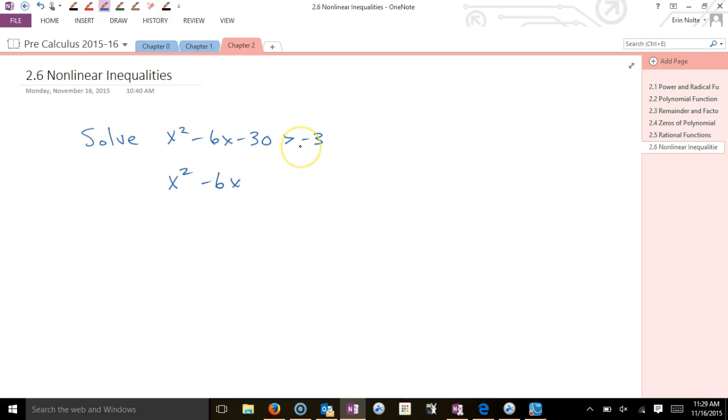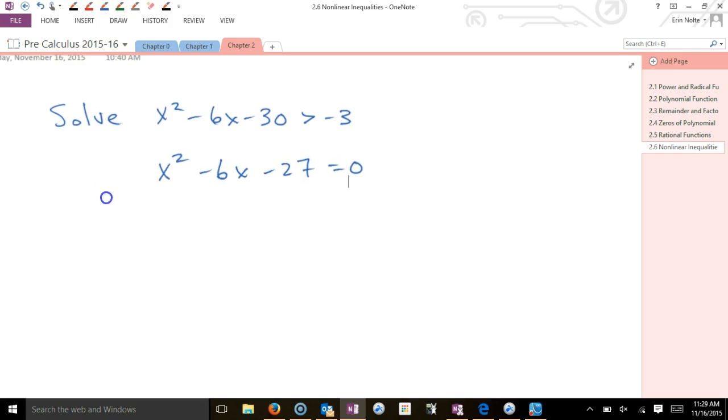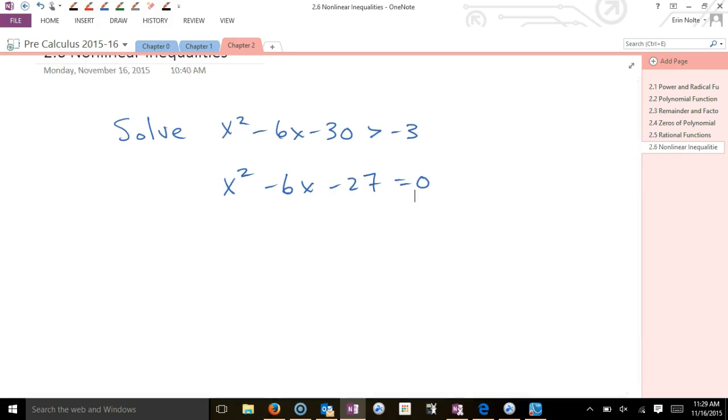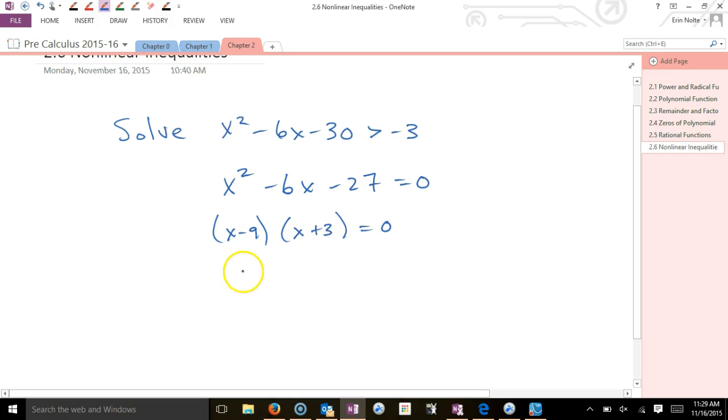Okay, so if I add 3, what's negative 30 plus 3? Negative 27, and we're just going to say that it is equal to 0. So now I can factor this. What two numbers multiply to negative 27 and add negative 6? Negative 9, positive 3. So the two solutions to this quadratic equation are positive 9 and negative 3.